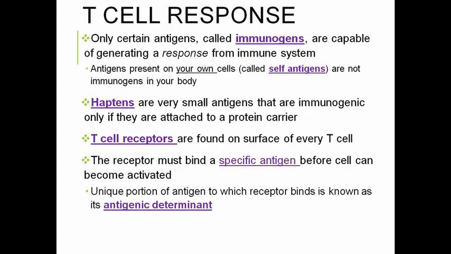The receptors on T cells are found on the surface of every T cell, so that receptor is responsive to a specific antigen. Then once it does respond, it becomes activated, so that unique portion where the receptor can bind is called the antigenic determinant. So it determines which antigen will match the receptor and initiate a response.